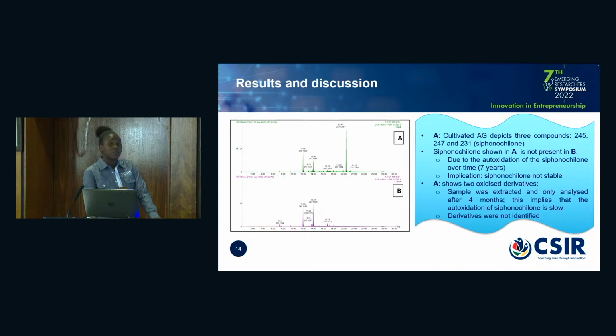This disappearance of the major chemical compound is due to auto-oxidation of siphonochelone. This implies that the major compound siphonochelone is not stable. As we can see, even in the present sample of the cultivated, we can also see the oxidized derivative because this was analyzed 4 months after it was extracted. This shows that the instability of the major chemical marker, siphonochelone, is fairly slow. The 2 derivatives that were found were not chemically identified.